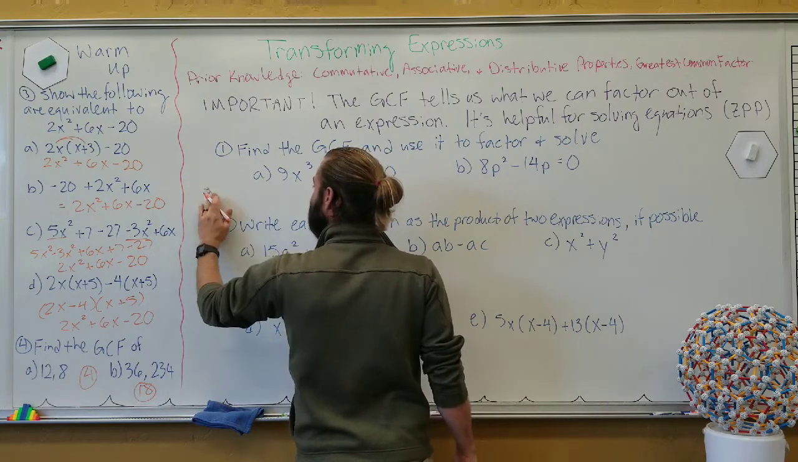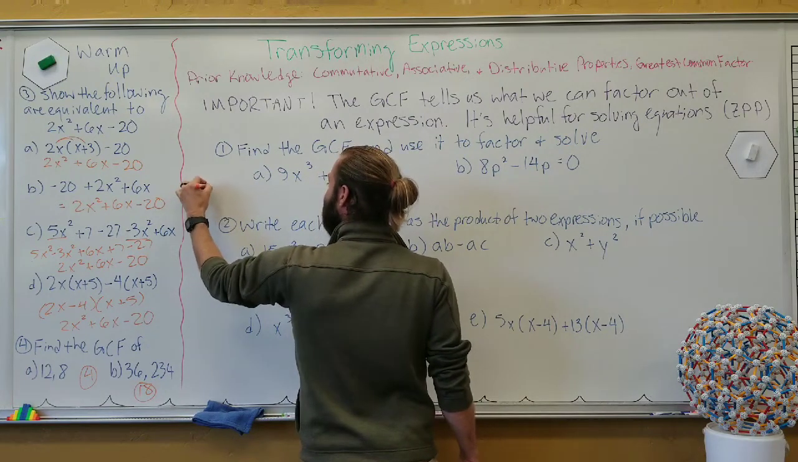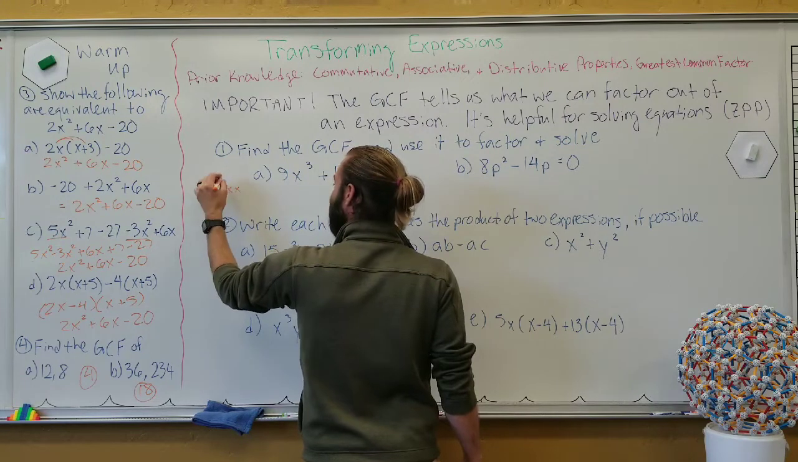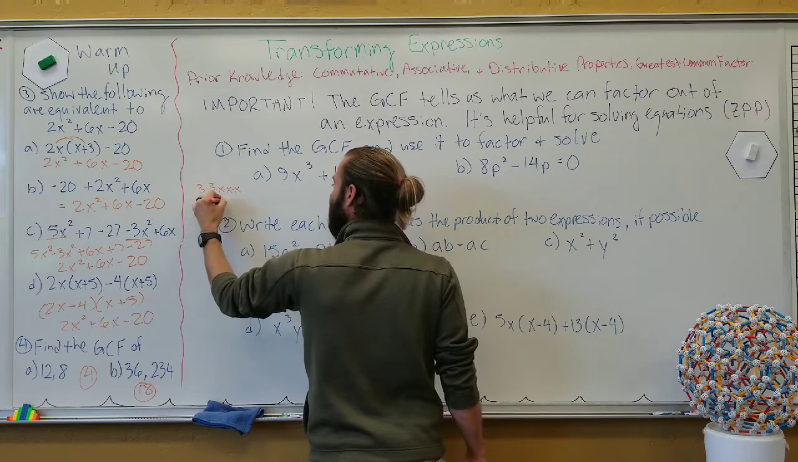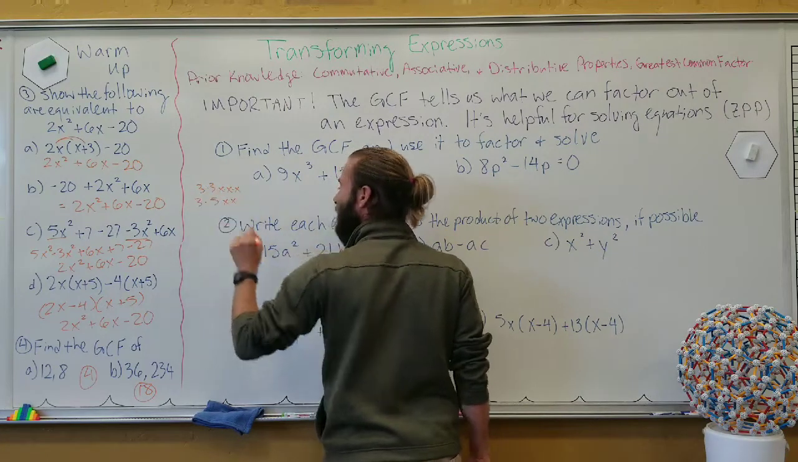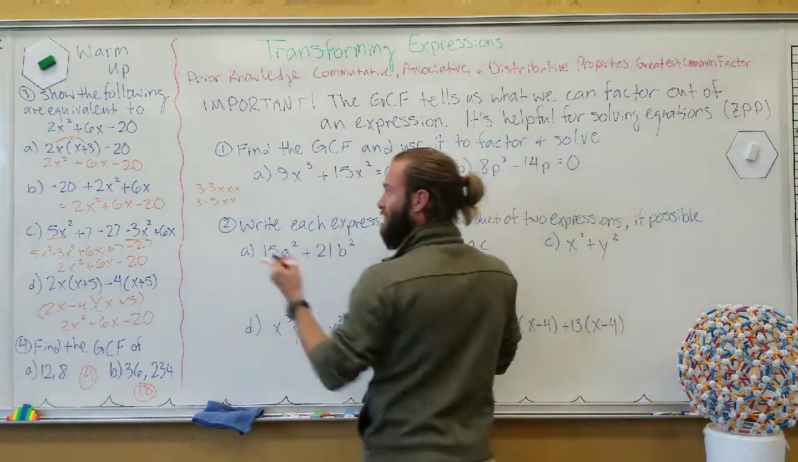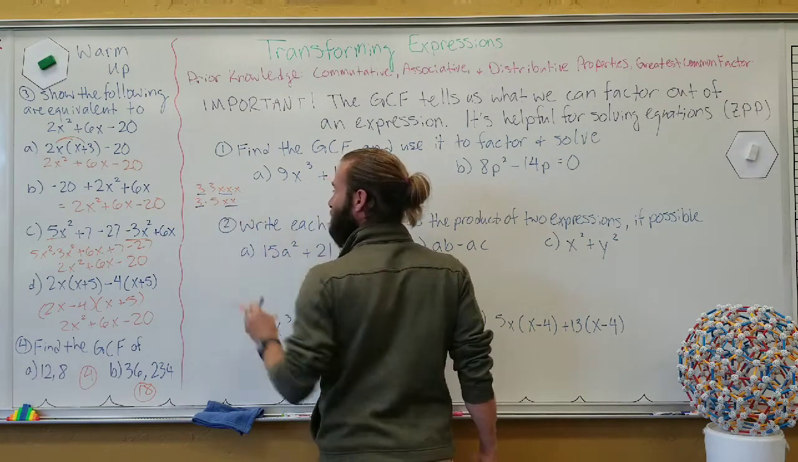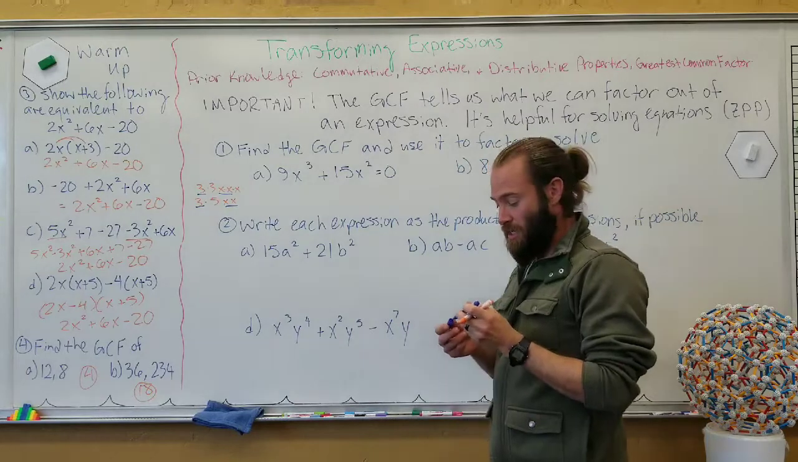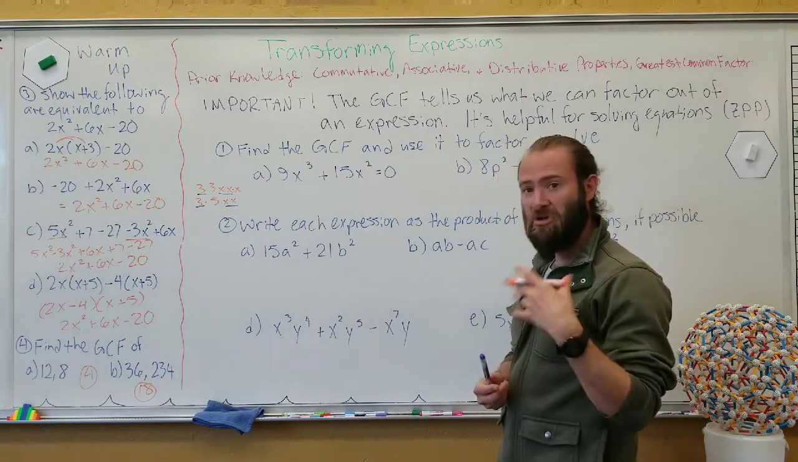Well, 9x cubed is 3 times 3 and then times x times x times x, and then 15x squared is 3 times 5, and then that just has 2 x's, right? So if we want to identify the GCF here, they both have a 3 and they both have 2 x's, so 3x squared.